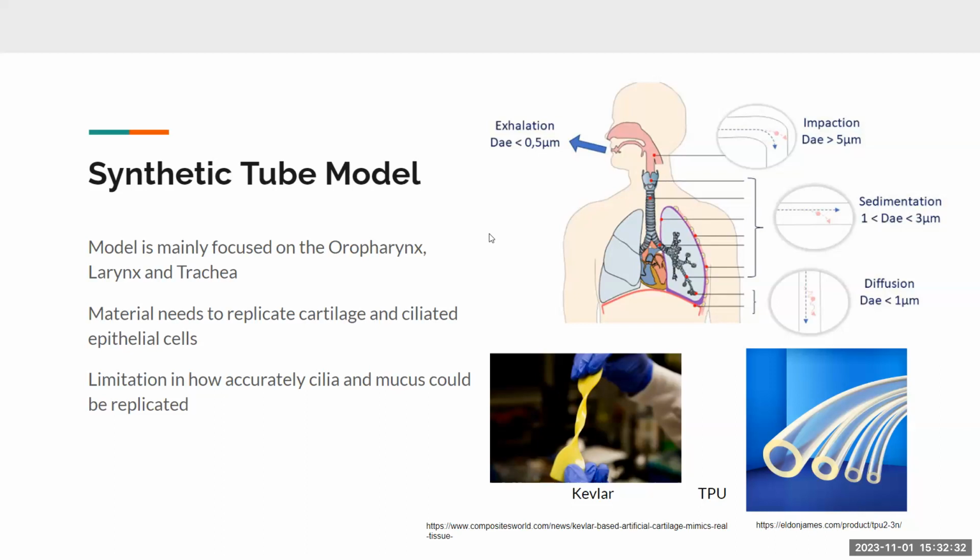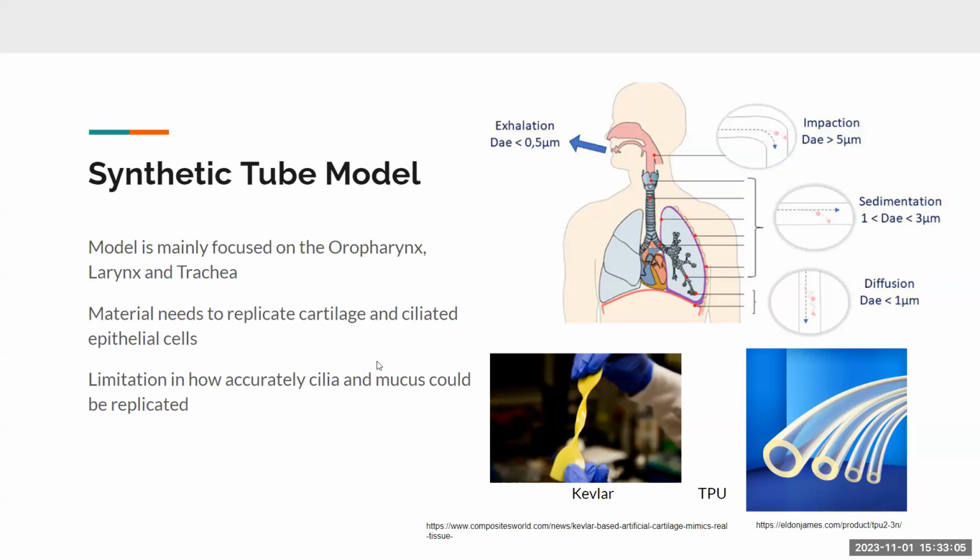And then for the actual physical model, the two things that we want to replicate the most are the cartilage rings that are in the trachea, and then the ciliated epithelial cells. The cilia are really small, within a range of 7 microns. And so that's pretty hard to replicate in a physical model, as well as the mucus that they're responsible for moving around in the trachea.